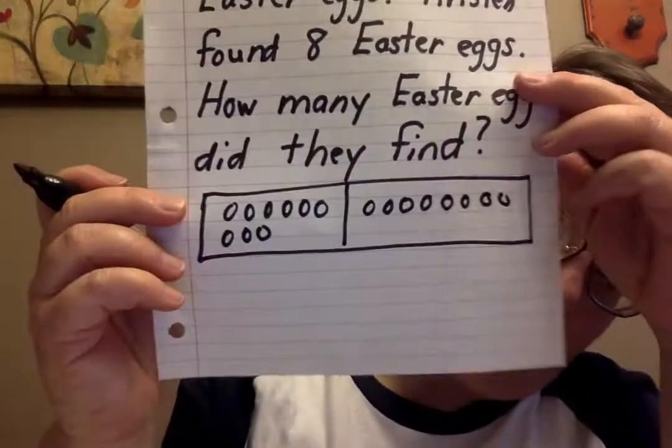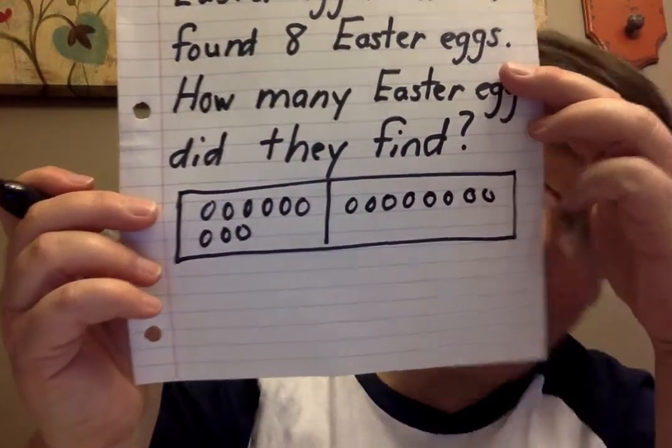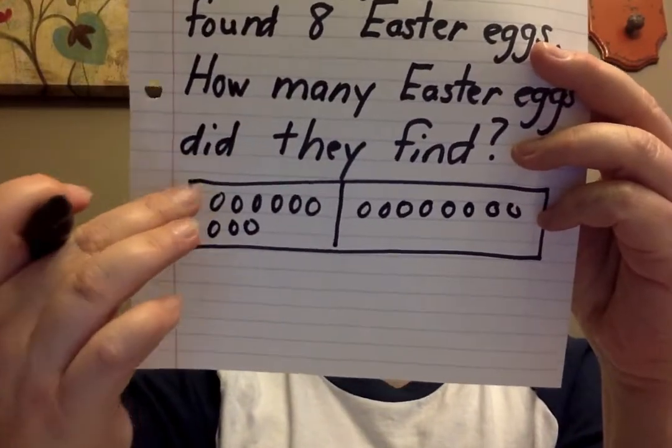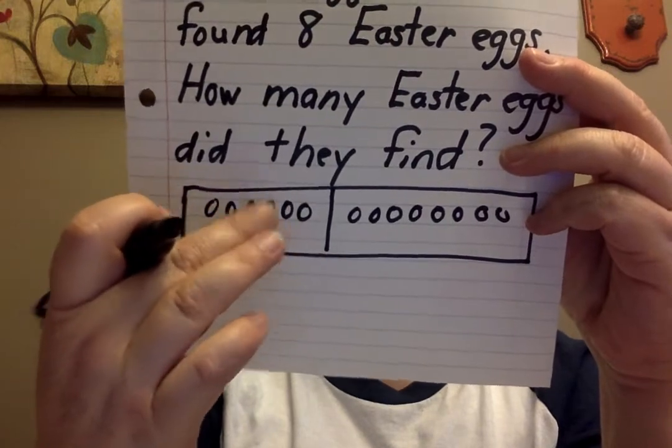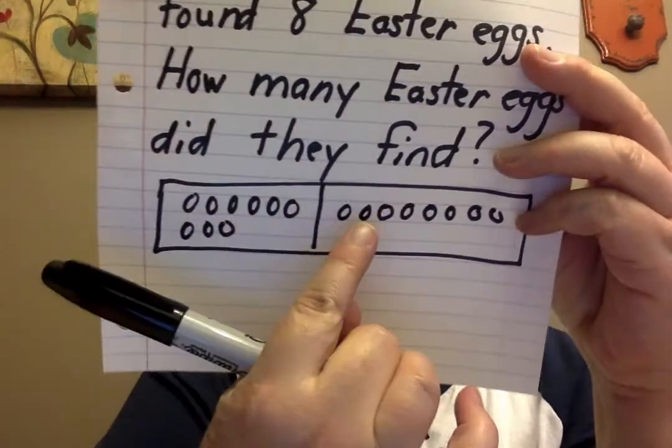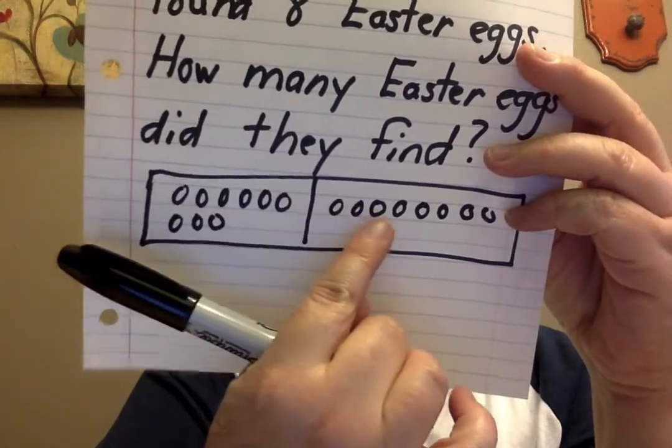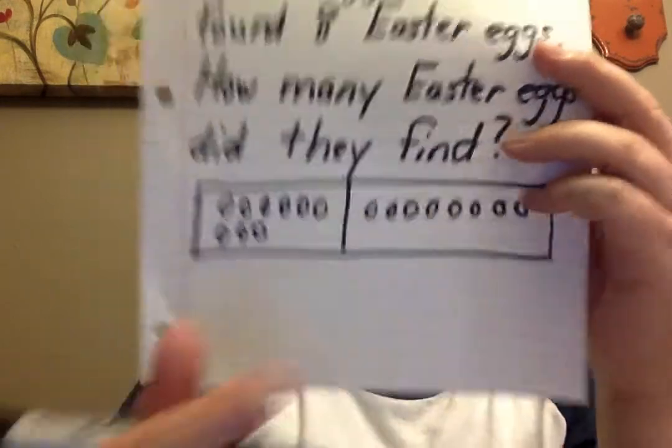Justin found 9. 6, 7, 8, 9. I just use ovals that look like eggs. And Kristen found 8. So there's my picture. Justin has 9. 1, 2, 3, 4, 5, 6, 7, 8, 9. And Kristen has 8. 1, 2, 3, 4, 5, 6, 7, 8.